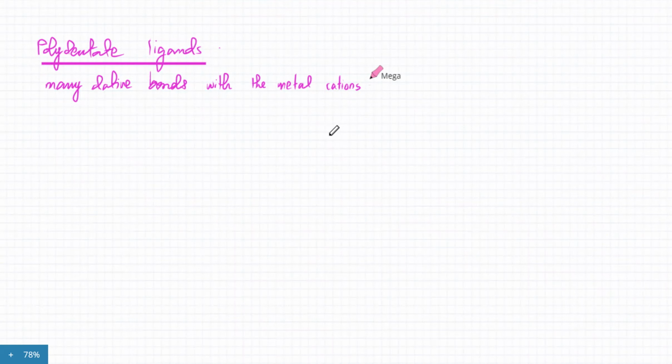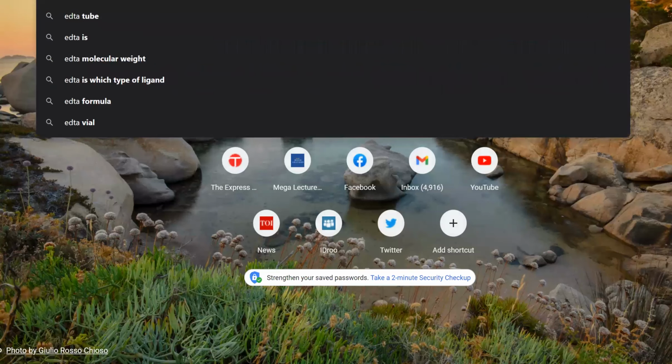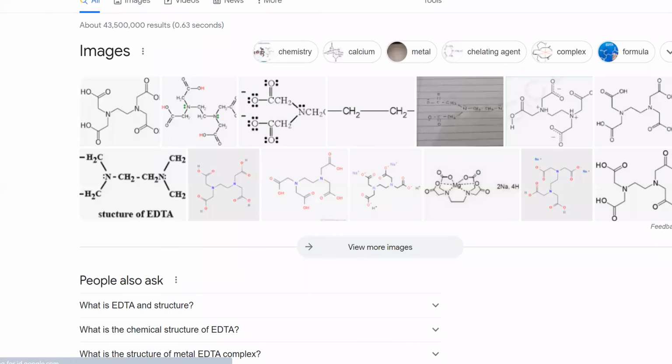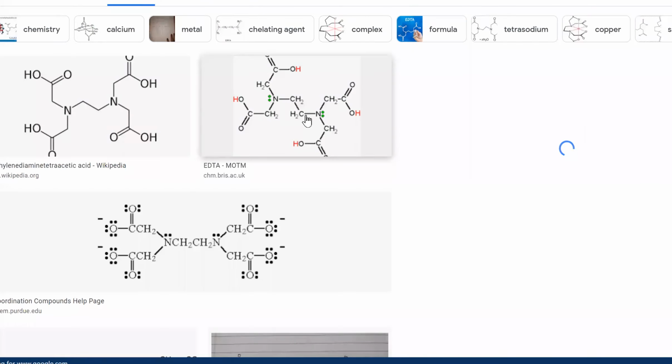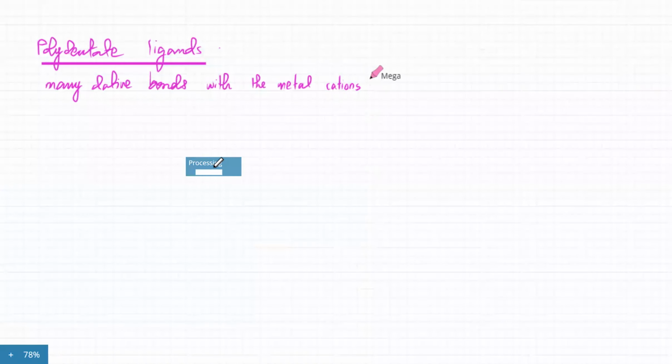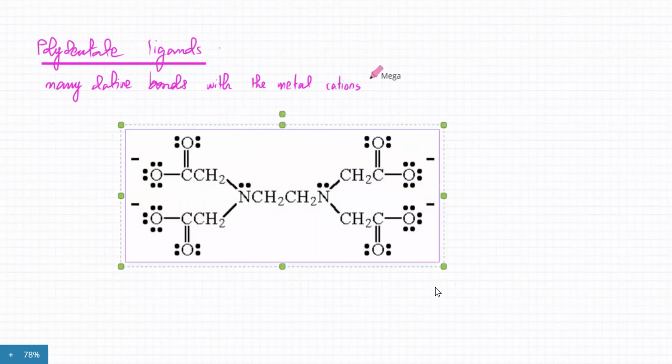So again, you can't really remember the structure of EDTA. EDTA is this thing. I'll just copy the whole diagram. EDTA is a molecule, and this one is a good example, so we'll just copy paste. Okay, let's just copy this one. Obviously you can't remember this, so they'll probably give that in your question. The whole thing is you just need to know the idea of what a polydentate ligand is.